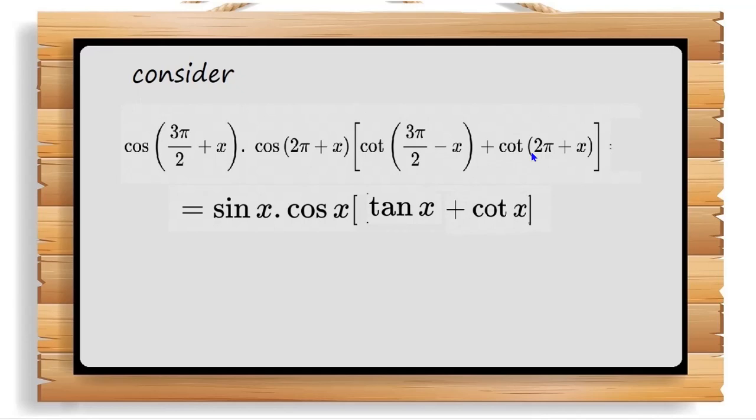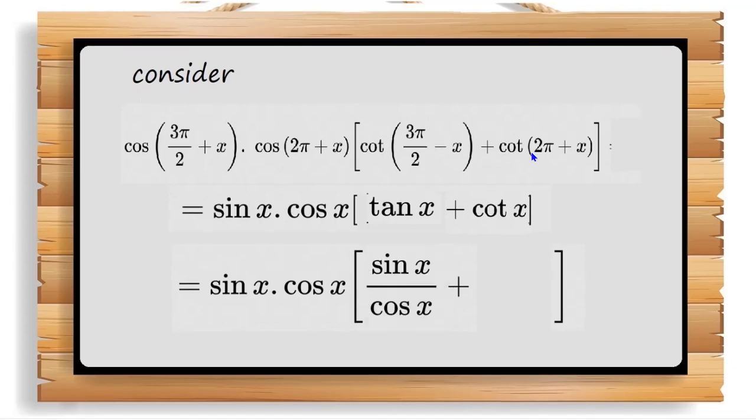Next step is simplification. You can simplify like this. Sin x cos x as it is, I'll write. What is tan x? Tan x is sin x by cos x, plus cot x. What is cot x? Cos x by sin x. Just substituting tan x and cot x and expressing in terms of sin and cos.